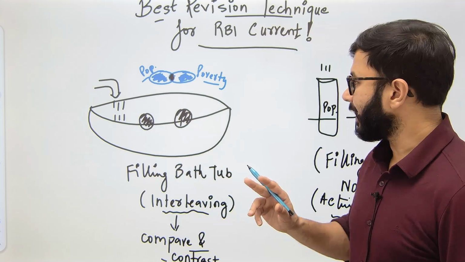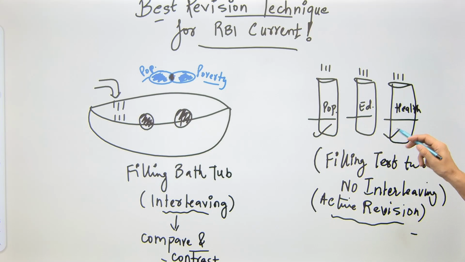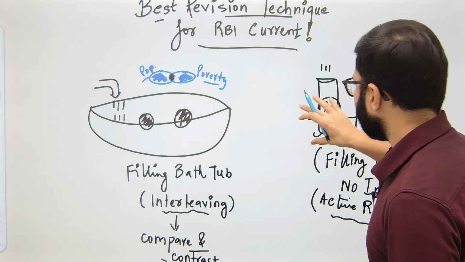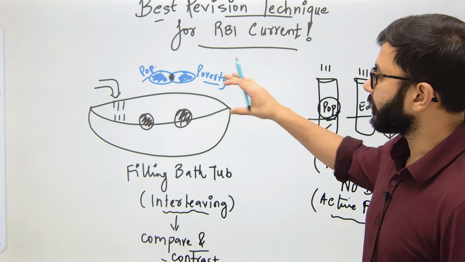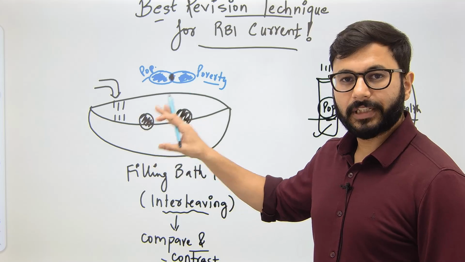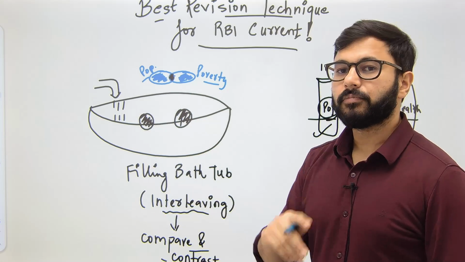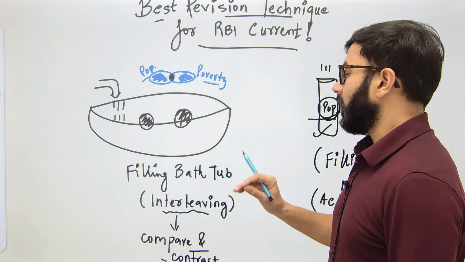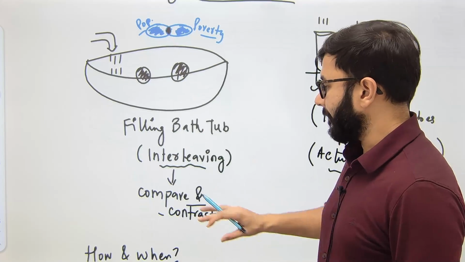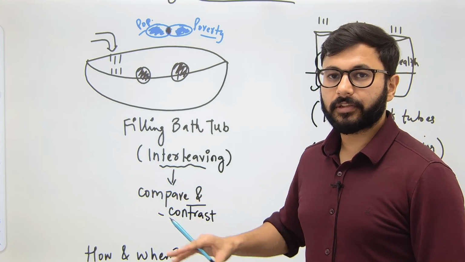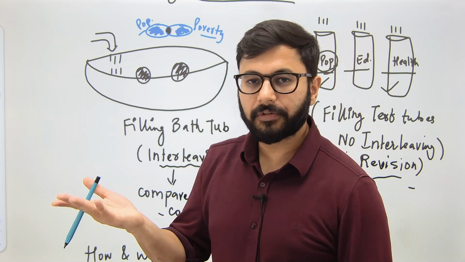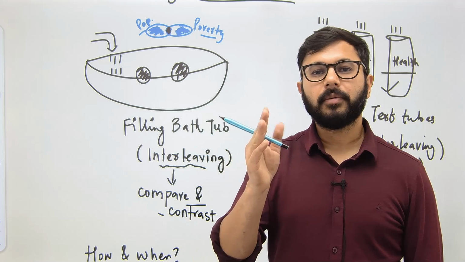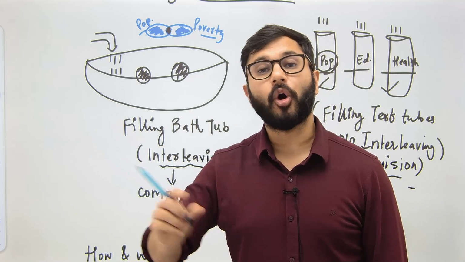So there is an overlap between poverty and population here, and this you will understand only when you take them out from their test tubes and put them in the same tub. So this comparing and contrasting is not possible in the first instance when you're reading something for the first time, but when you're reading the same thing for the second time, then you use interleaving. You revise using active revision, plus you start trying to compare and contrast between two or multiple topics.